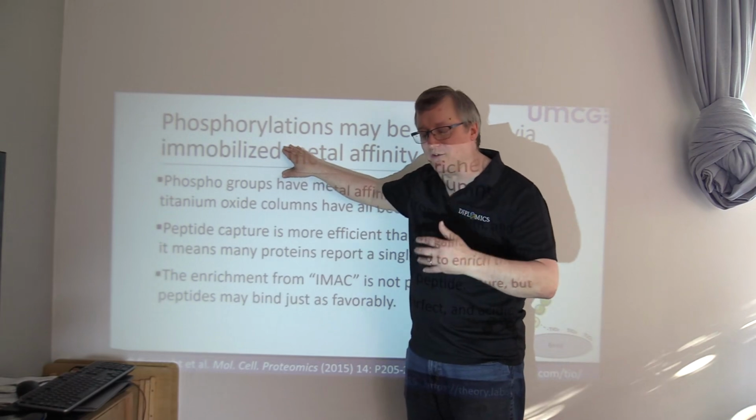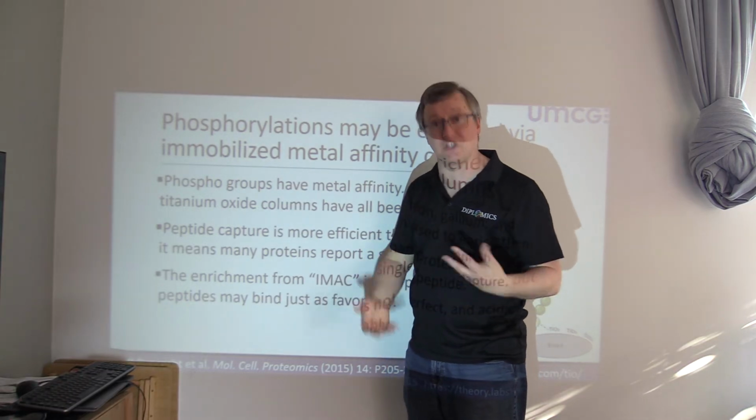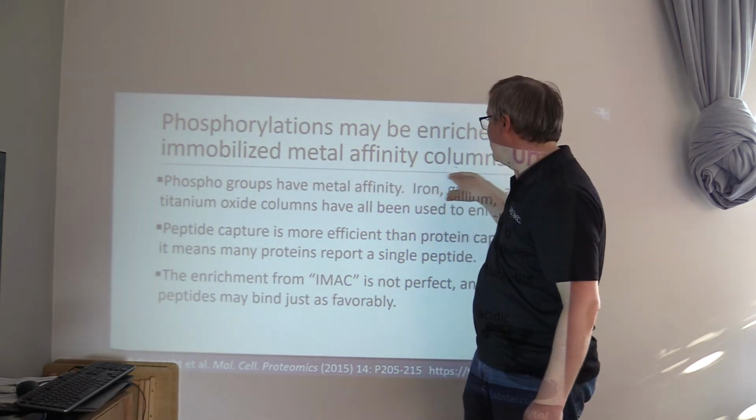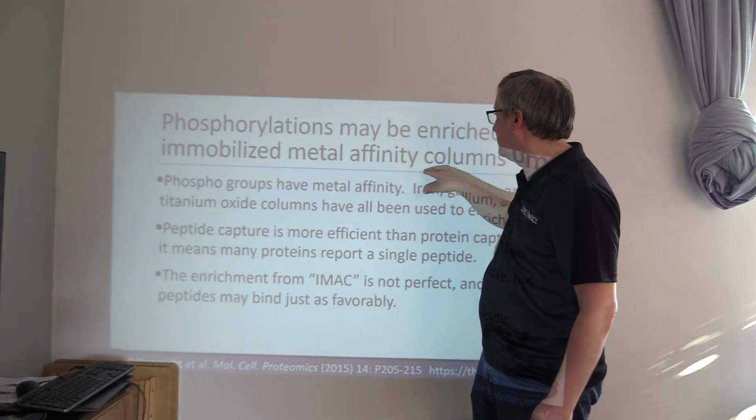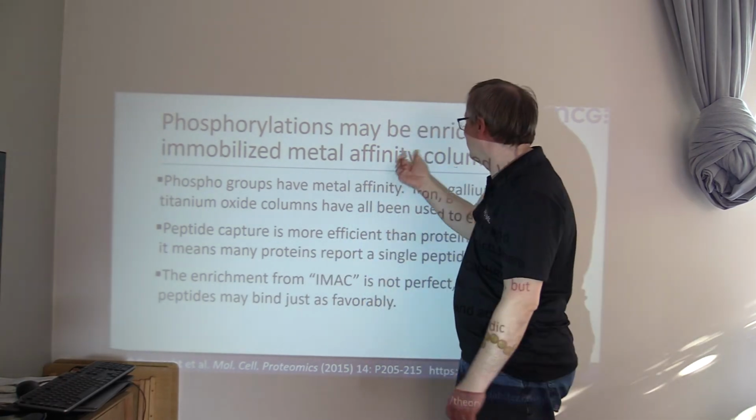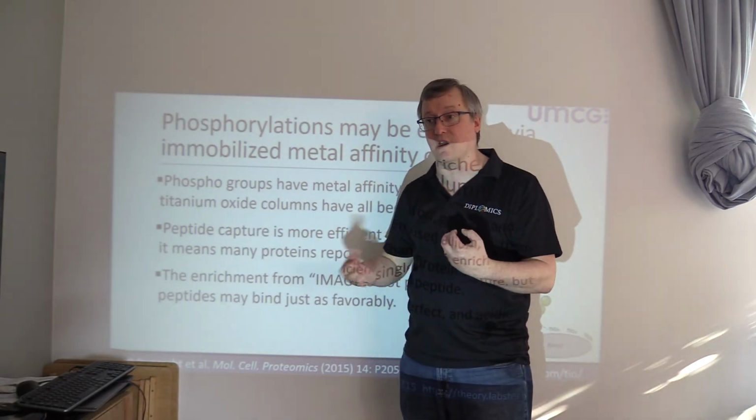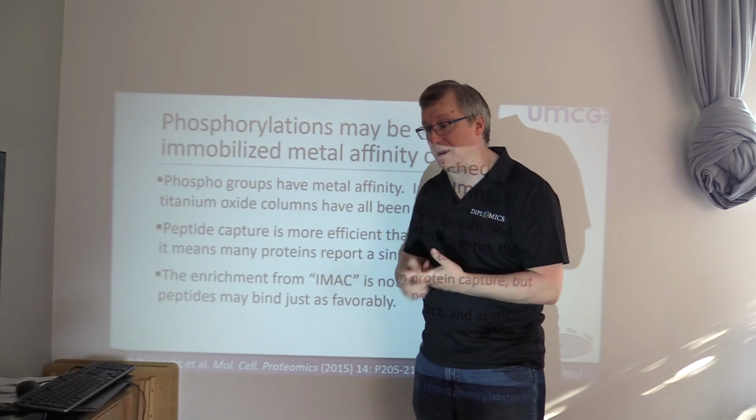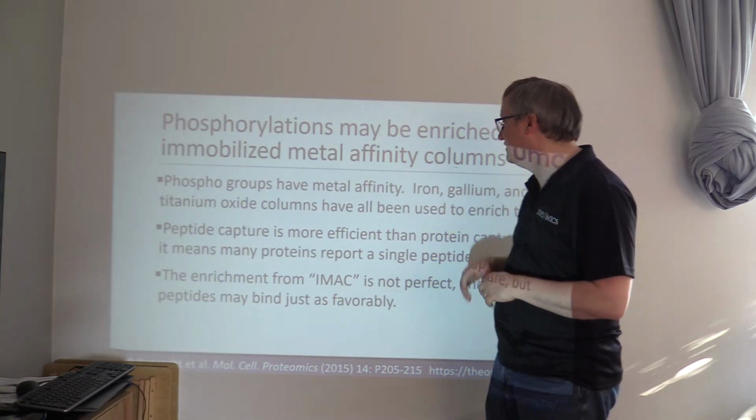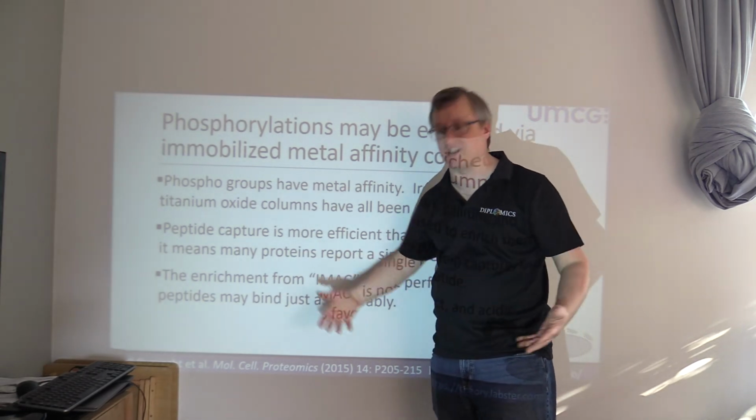If you're able to affinity enrich for peptides bearing these modifications, you'll have a much better chance of getting an adequate picture of what phosphorylations are present. So the typical way that this is done is the immobilized metal affinity column, or an IMAC. You hear them called IMAC columns a lot. So IMAC is used because metal ions have a nice attraction for these phosphorylated peptides. So the metal affinities for iron, gallium, and titanium oxides are all really good for pulling phosphorylated peptides out of a mixture of all peptides.